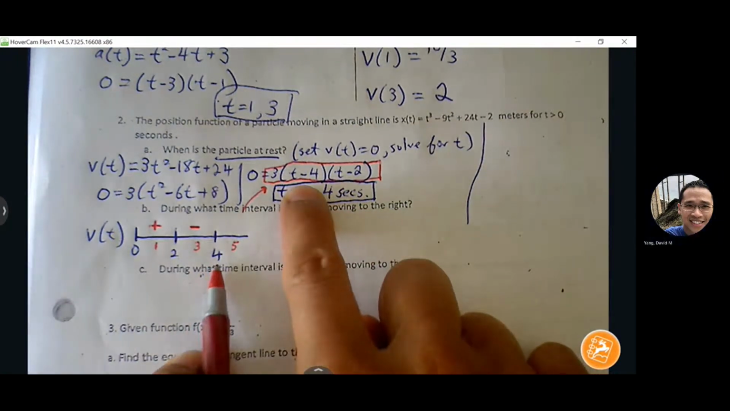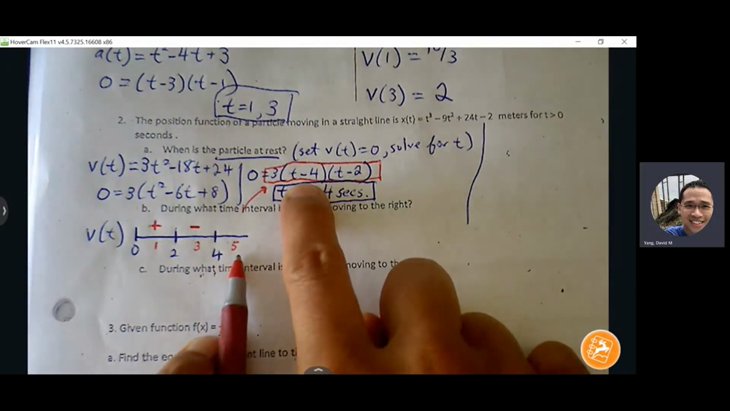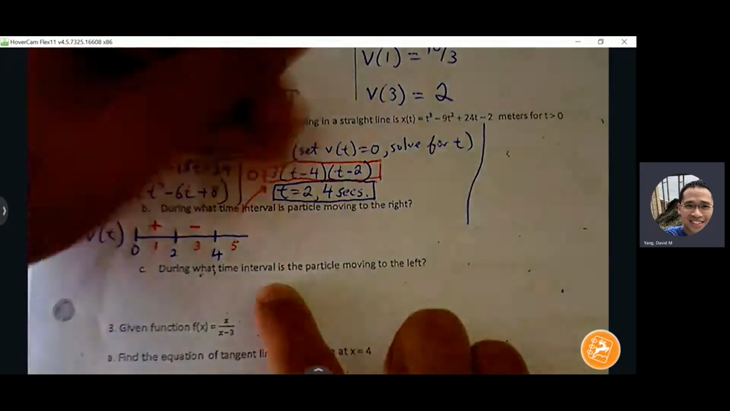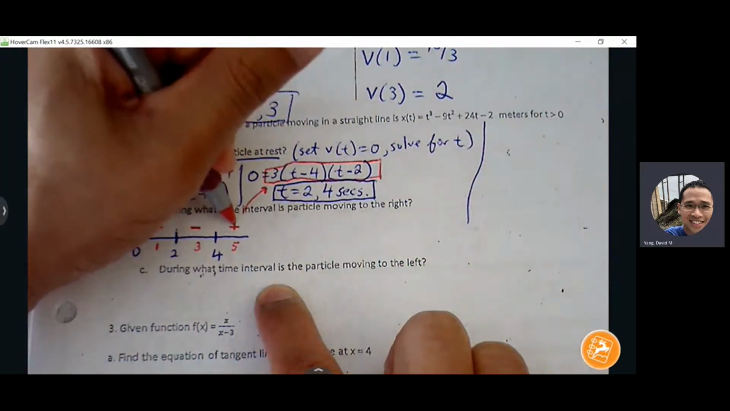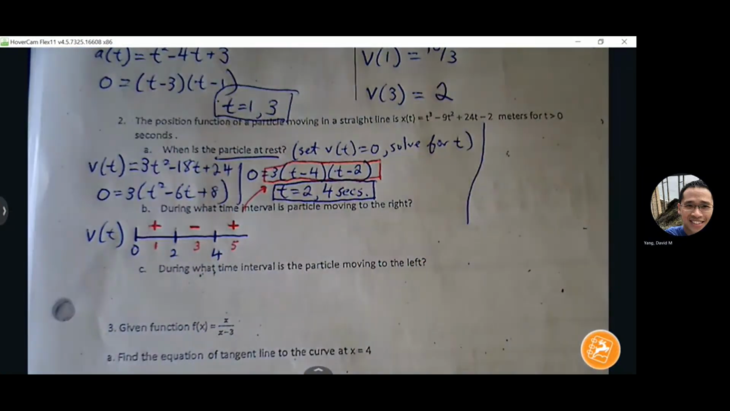Insert 4 in. Sorry, 5 in. 5 minus 4 is positive, 5 minus 2 is positive, gives me positive, move to the right again.